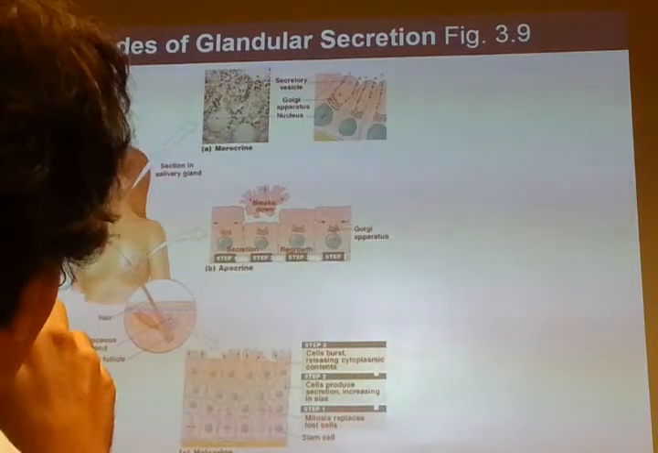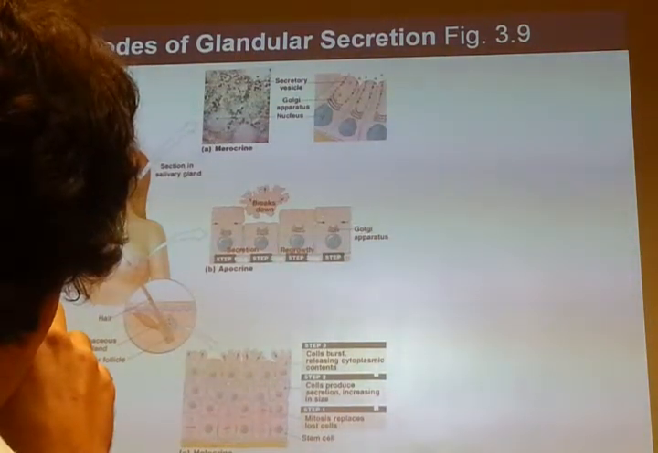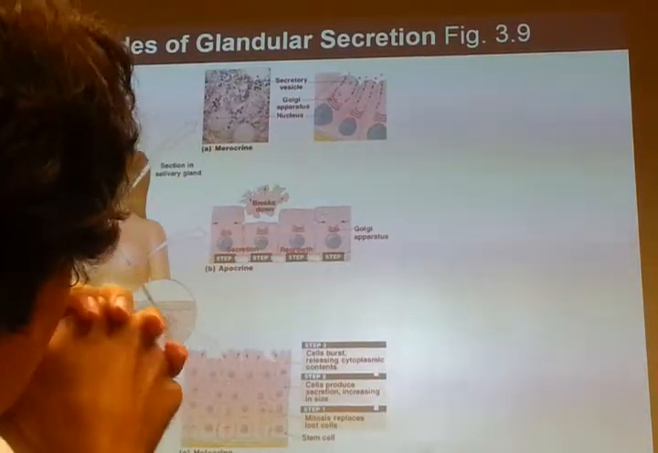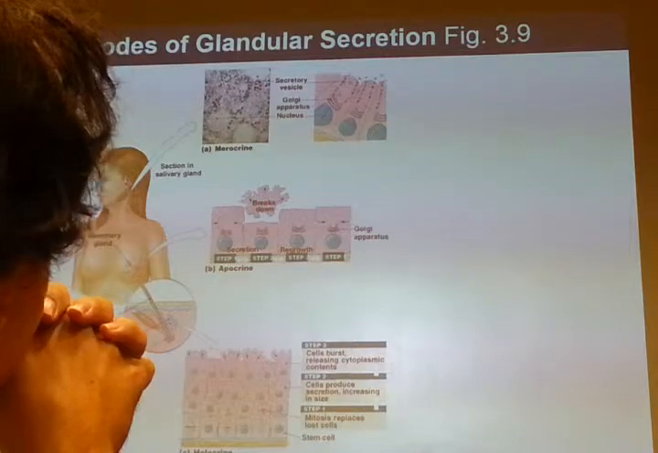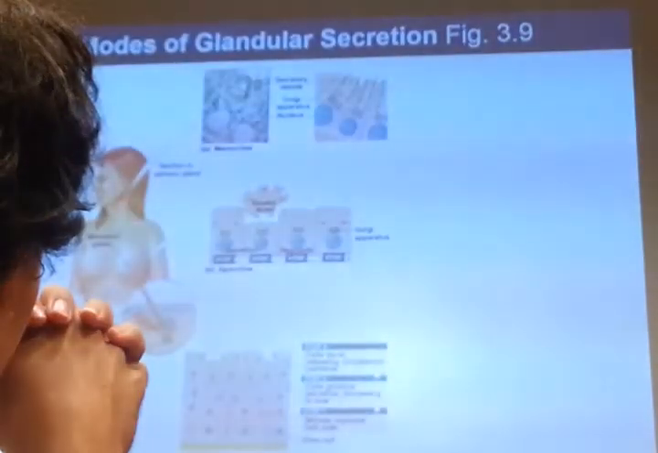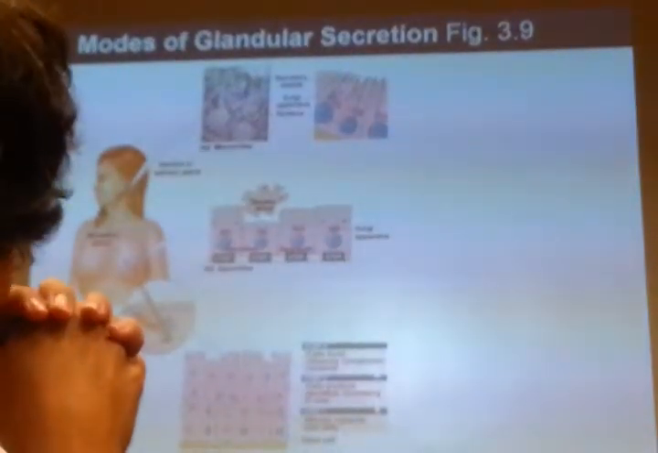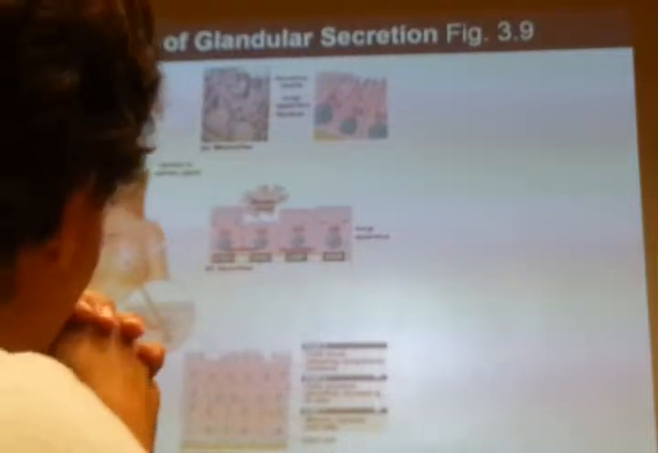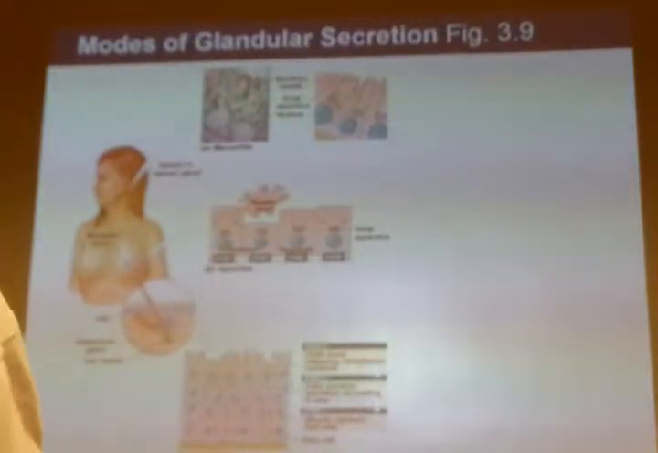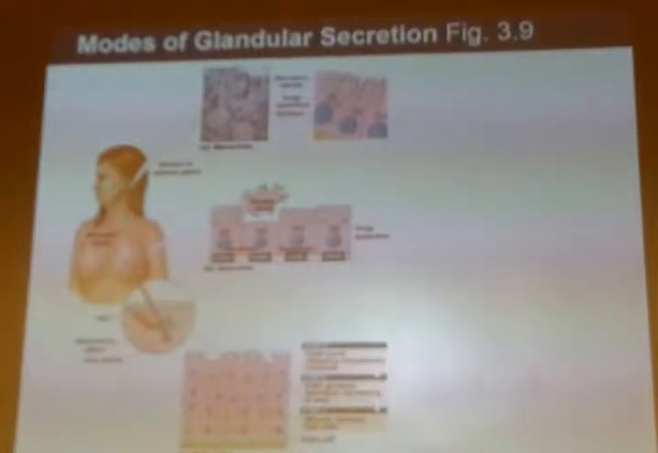Apocrine secretion: there are actually two types of apocrine secretory glands. You have an apocrine sweat gland, but it doesn't secrete in an apocrine fashion.